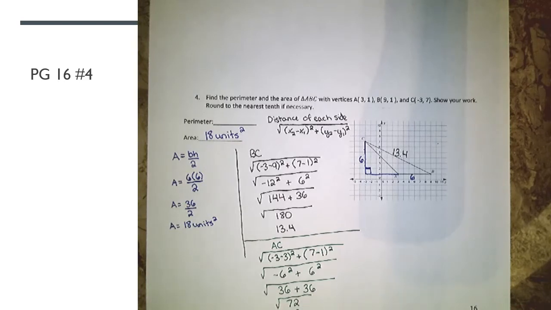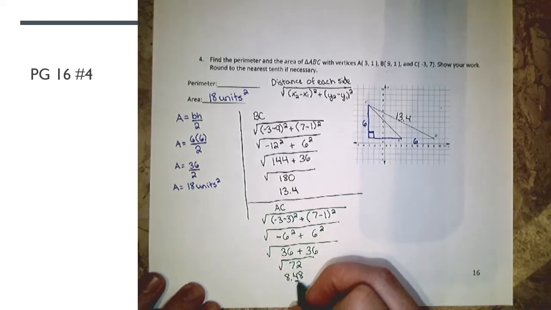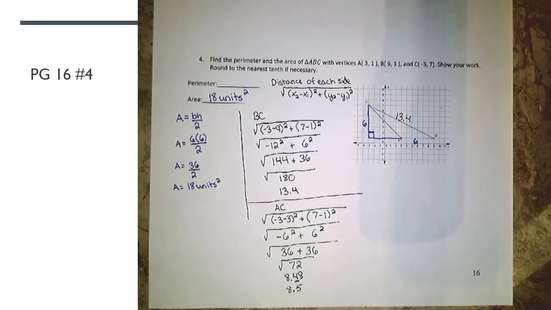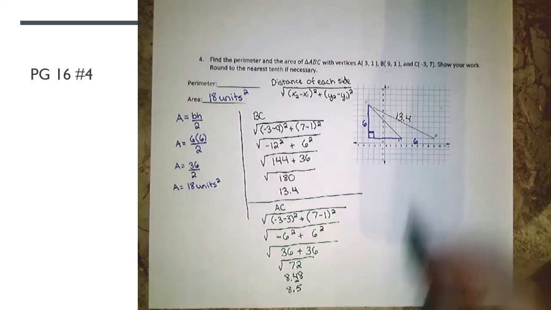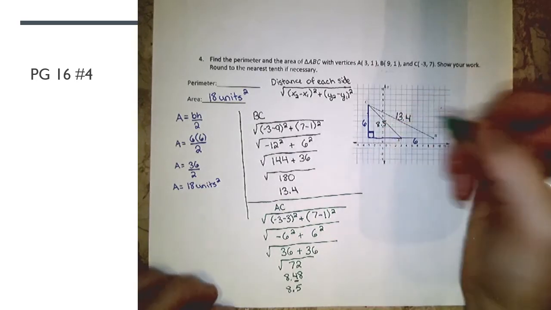So the square root of 72 is going to get me 8.48. They want me to round to the nearest tenth. So to the nearest tenth means 1 decimal place. Since there's an 8 behind it, I have to round up. So this one would be 8.5. So my length for AC is 8.5.